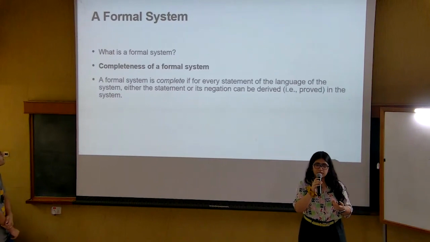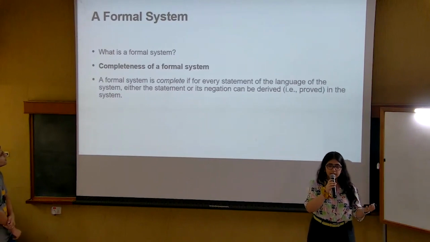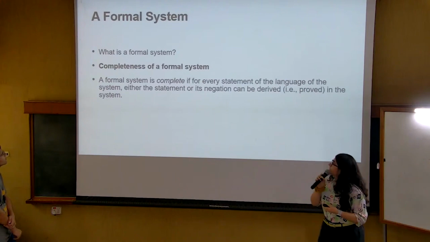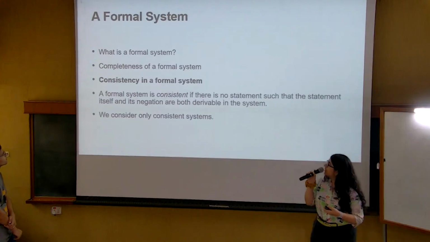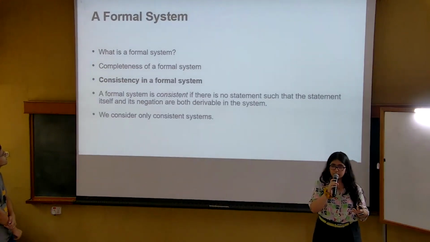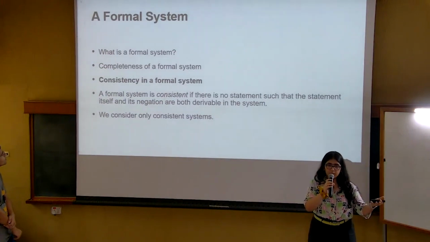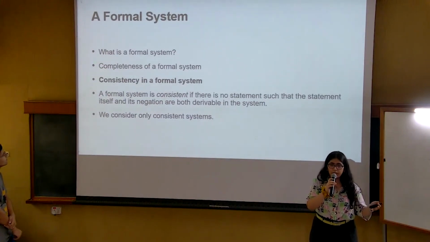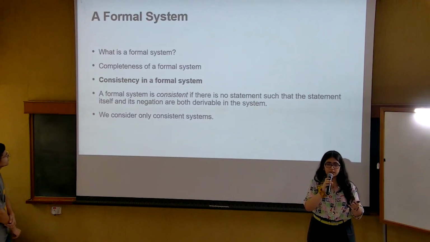Completeness of a formal system is basically that all the statements in the formal system have to be provable. Consistency states that a formal system is consistent if there are statements that are either true or false. There can be no statement which is both true and false, and there can neither be one that is none of them.